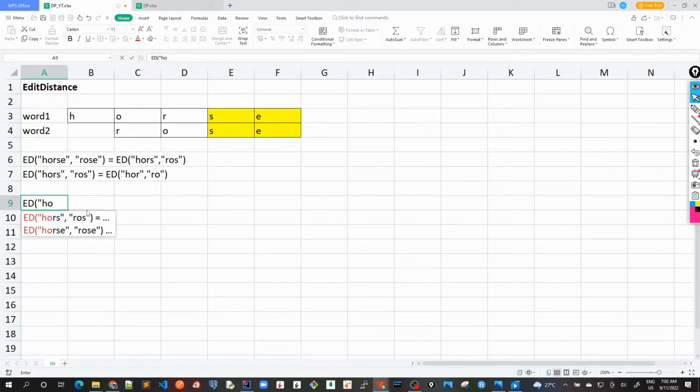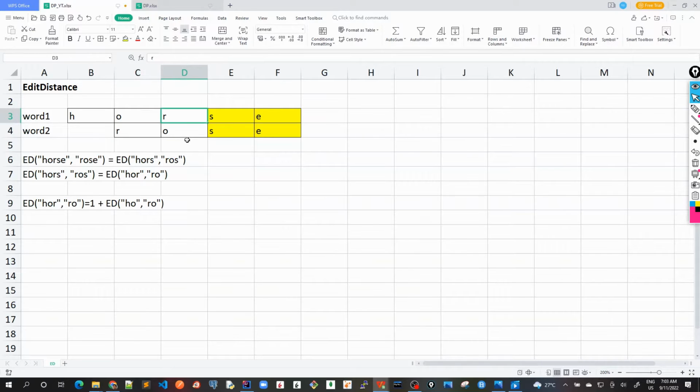ED of HOR and RO would be at least one, because we have got R and O which are not matching. And now we are trying to divide this problem into one of the possibilities by removing this R character and just choosing HO and RO. So it would be 1 plus ED of HO and RO, since we have removed R from HOR. Now this was one possibility after deleting R.